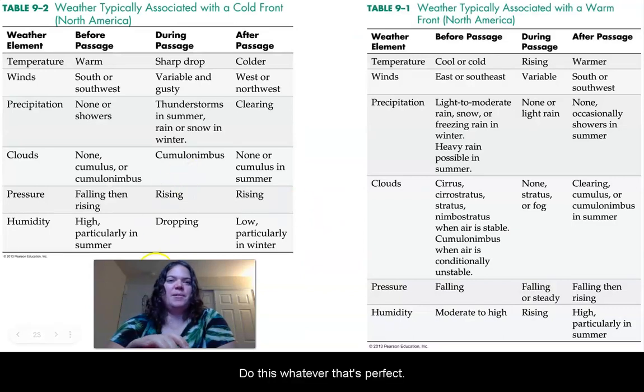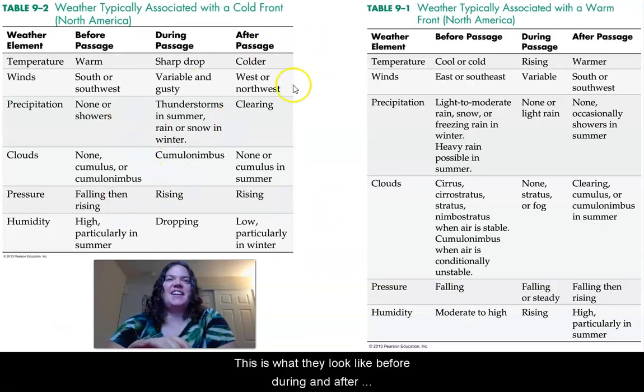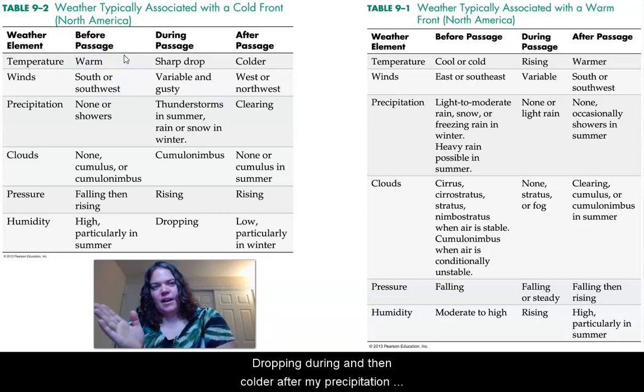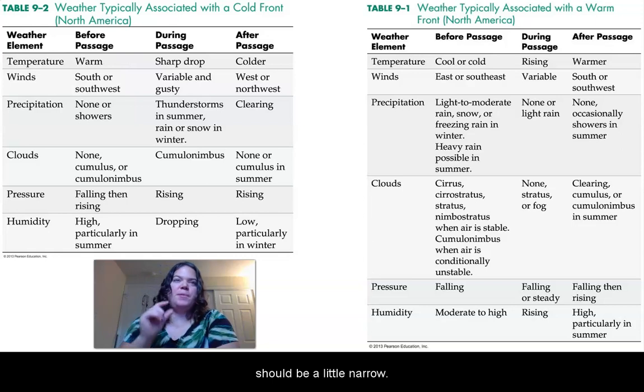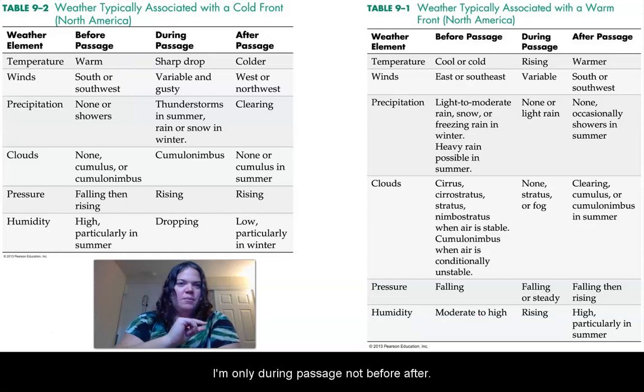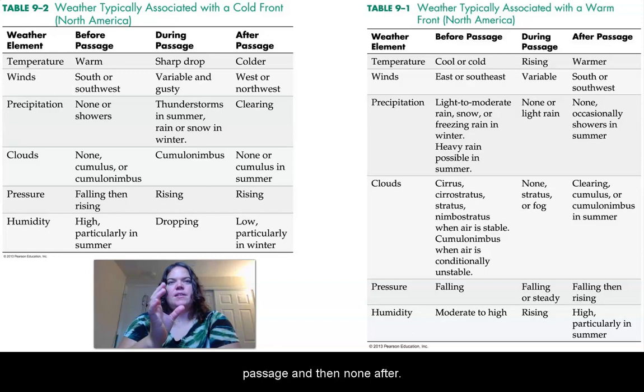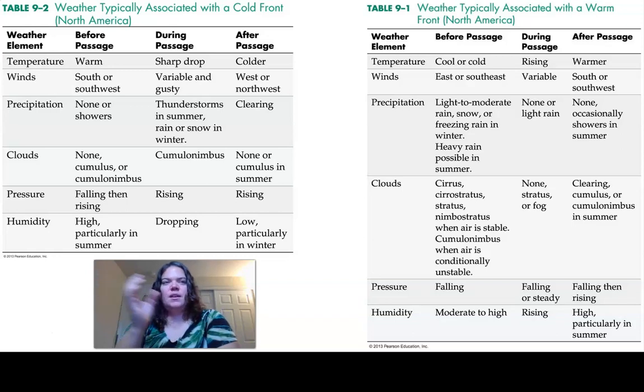So this is what they look like before, during, and after passage. So for my cold front, starting over here, temperatures should be warmer before, dropping during, and then colder after. My precipitation should be a little narrow, only during passage, not before or after. Clouds should be, again, none before, cumulonimbus maybe during passage, and then none after.